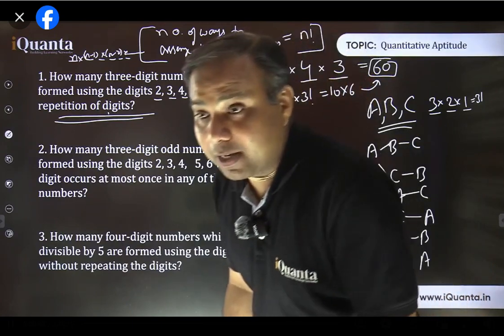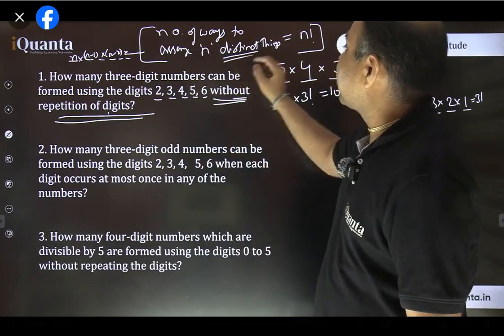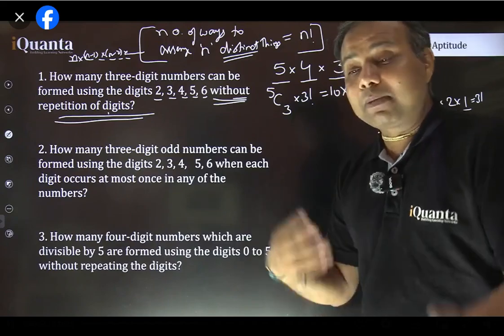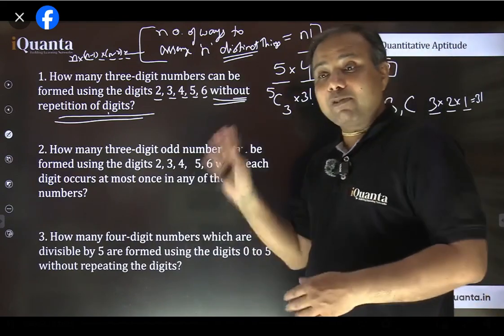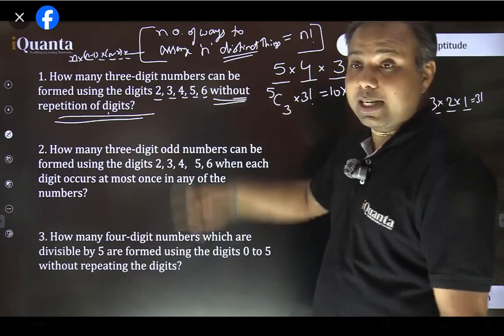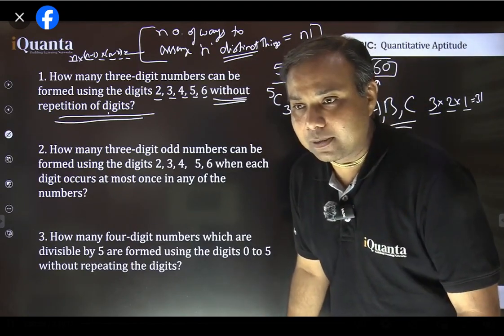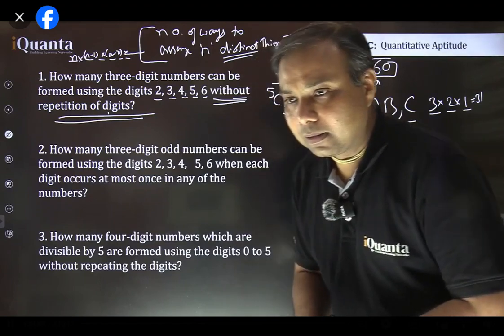Okay. If repeat was there, it would be a different matter. See, here also it was for distinct. Earlier also we used for distinct. Now when numbers are same, letters are same, in that case it will change. Right now whatever we are discussing it is for distinct things. Okay, it is for distinct things so far. Is it clear so far?